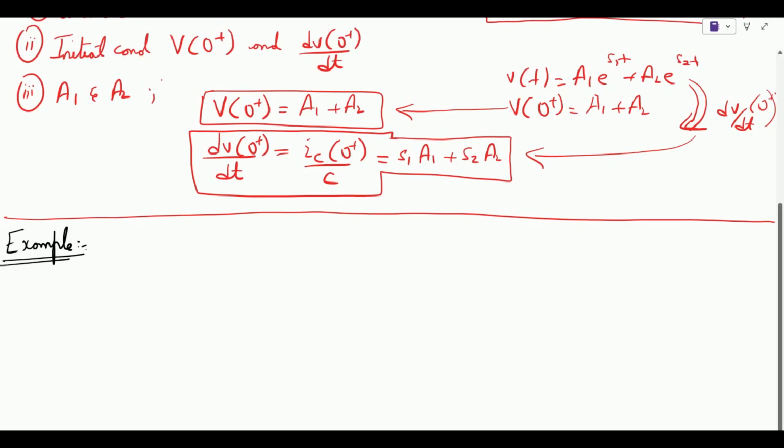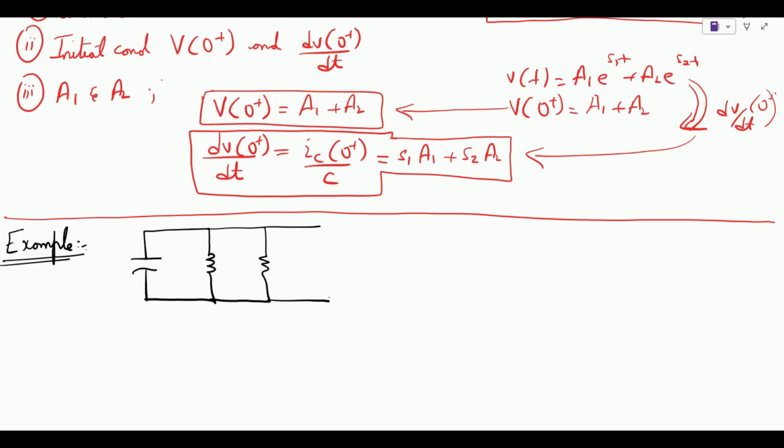We are given an RLC circuit. This is our capacitor, followed by an inductor, and then we have a resistor. Since all of these are connected in parallel, the easiest approach to find the output will be to find the voltage of it. The resistor has a value of 200 ohm, the inductor has a value of 50 millihenry, and the capacitor has a value of 0.2 microfarads.